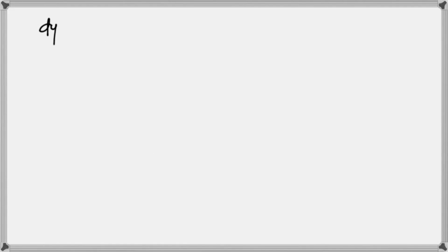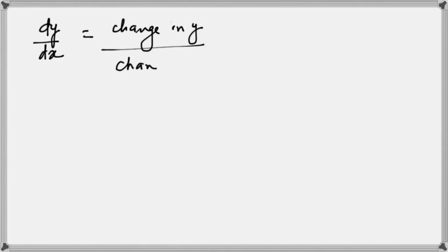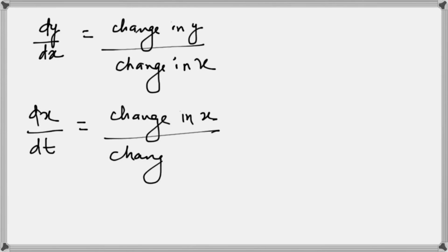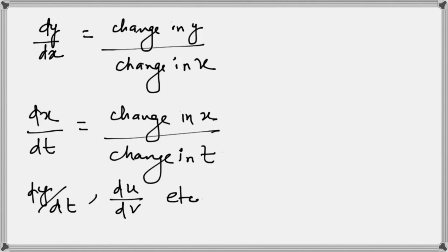So the meaning of dy by dx is clear to us now. It means change in y with respect to change in x. So if I write something like dx by dt, then you can understand it means change in x upon change in t. And I hope you can write the meanings of dy upon dt, du by dv, and so on.